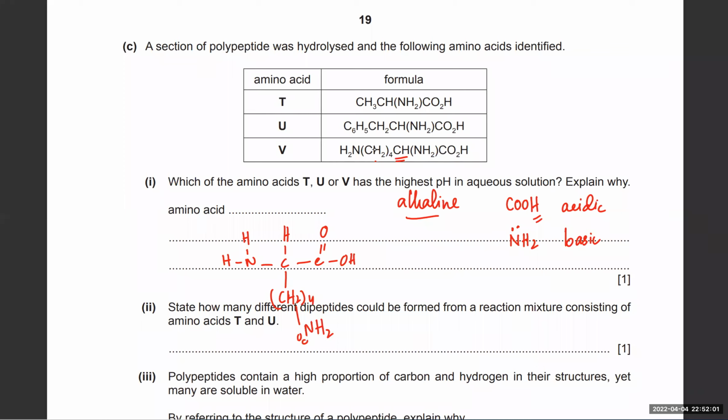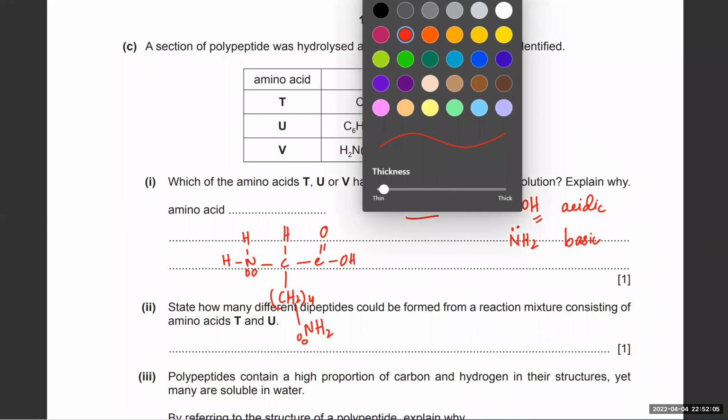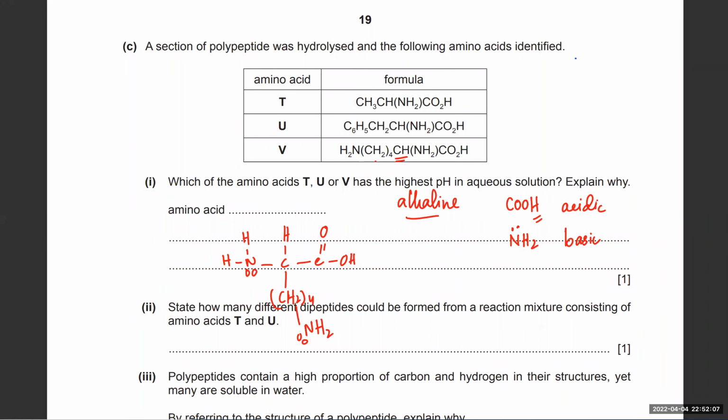Now, this one has 2 basic groups. It's got 2 amines: one basic group, and the R group also has a basic group. So it's got 2 basic groups, and they're capable of accepting H+. So amino acid V is the one that's going to be more basic because it's got 2 basic groups. Is that clear? Yes, sir.